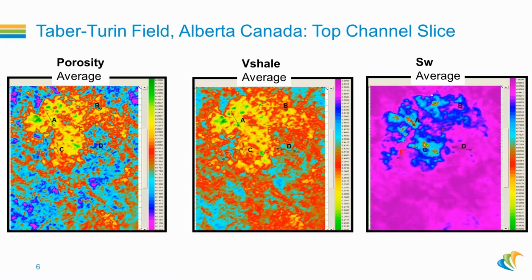Once I derive the attributes, I can cut the data slices at the pay zone for the derived maps. Here I'm showing porosity average, V-shale average, and water saturation average. This is a data set from Alberta, Canada, from the Tabor-Turin field, and that's the top of the channel. I would like to find out whether this would be a good location to drill for the F well, and derive the net pay estimation map from this data.